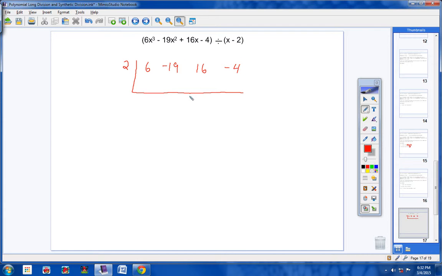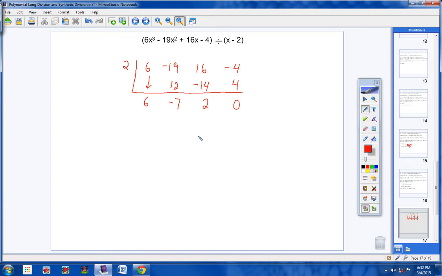Now watch how fast this is. Bring down your 6, and then you multiply and add over and over and over. 2 times 6, multiply, you get a 12. Add, you get a negative 7. Multiply, you get a negative 14. Add, you get a positive 2. Multiply, you get a 4. Add, you get a 0.